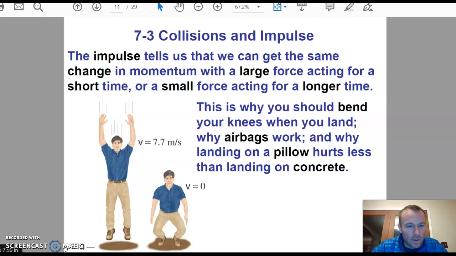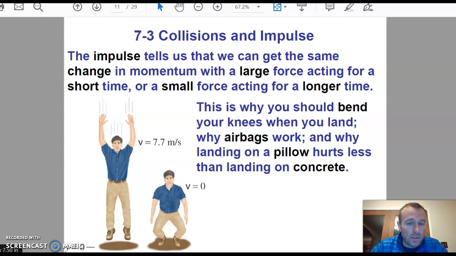So let's think about this guy who's jumping up into the air and then landing. As he's falling back towards the ground with a velocity of 7.7 meters per second, he's going to have an impact. He's going to have a collision between his body and the ground. And how he lands is going to make a big difference on the amount of force that his body experiences. In both cases, his change in momentum is going to be the same. He's going to have some initial momentum, his mass multiplied by his velocity in the downward direction.